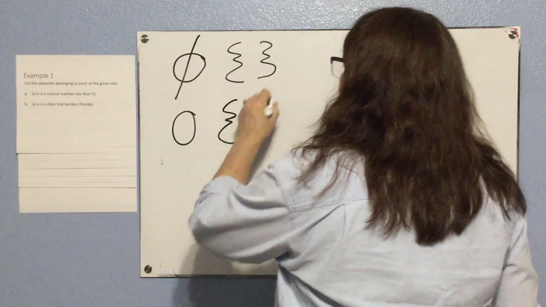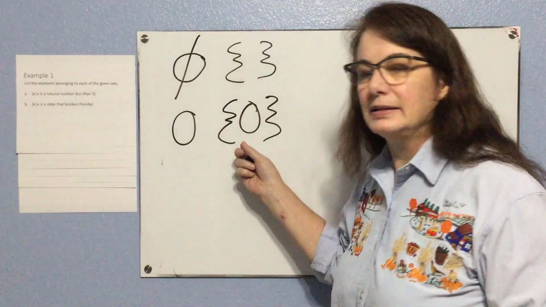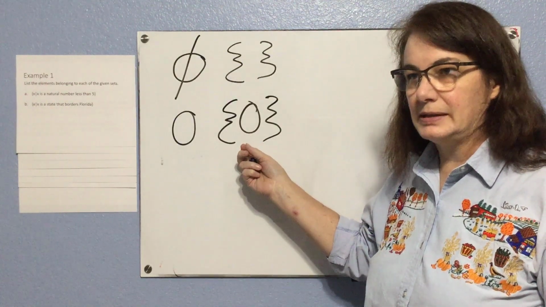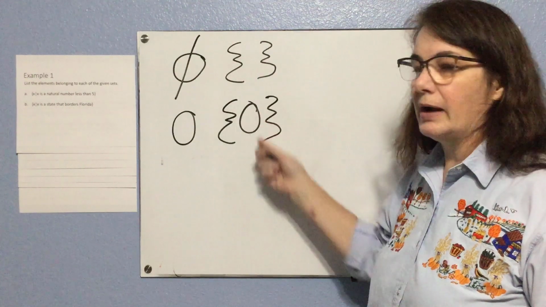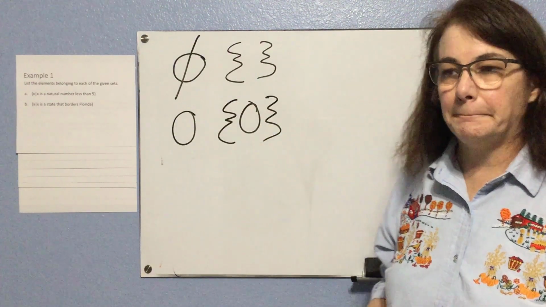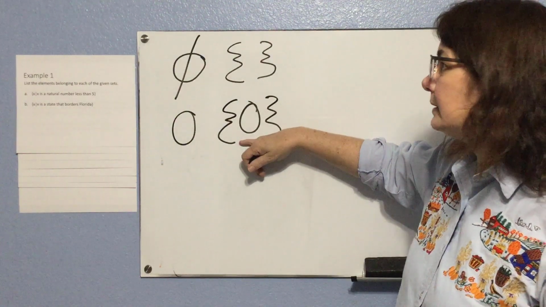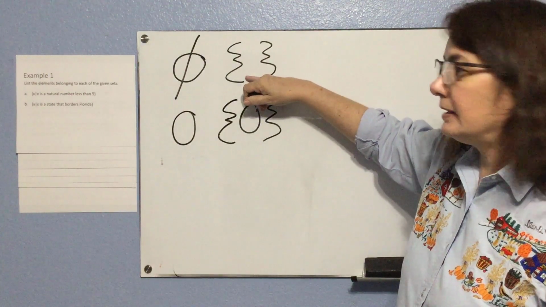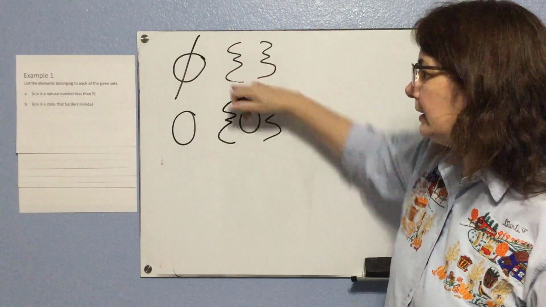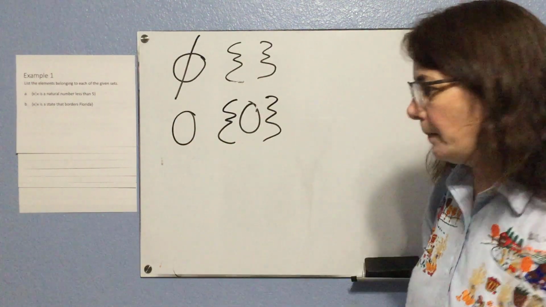If I do this, though, this is the set that contains the number 0. This is not the empty set. These things are not the same. Okay, so be very careful to distinguish between a set with 0 as an element, an empty set like this, and an empty set like this. These two are equivalent. This one is not. And of course, this is not a set at all.